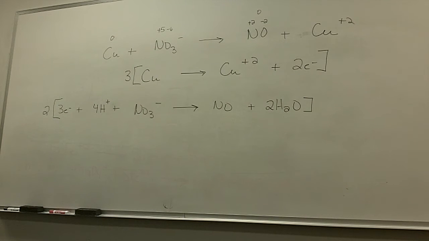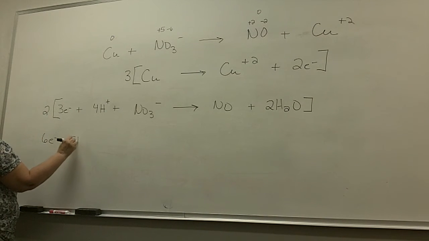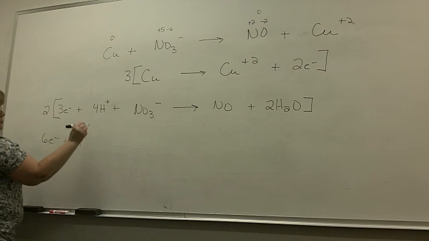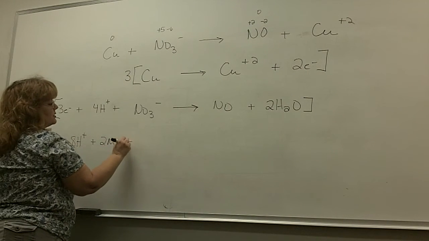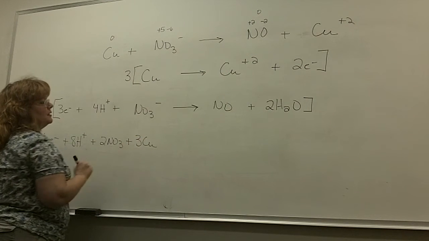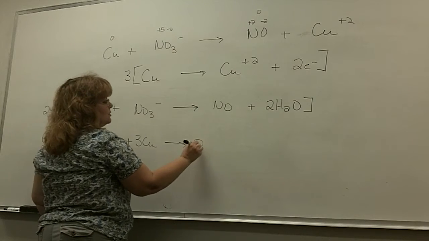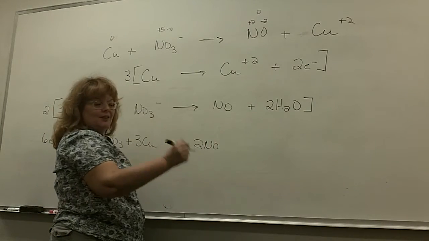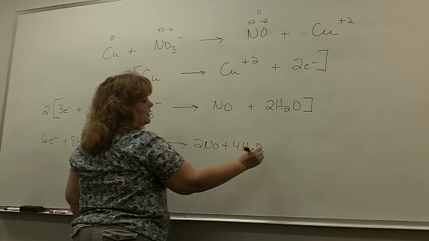Now we've got those balanced, so we just add everything together. 2 times 3 is 6 electrons. 2 times that is plus 8 hydrogen ions plus 2 NO3 minus plus 3 Cu yields 2 NO, 4 H2O, 3 Cu 2 plus.